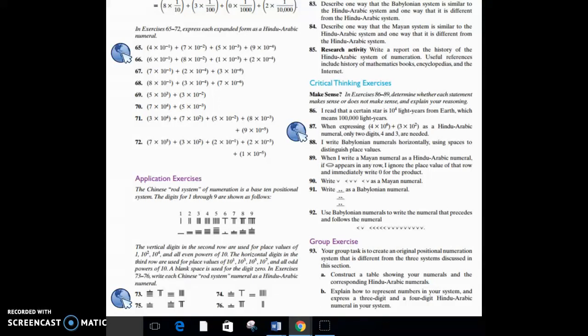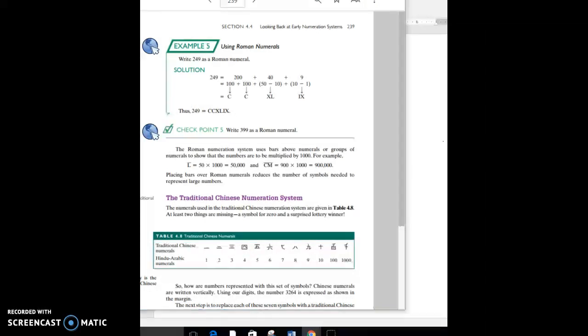All right, I'm going to pause it for a second. Okay, so this is older Chinese than the rod system that we just looked at. The cool thing about this is here are their symbols right here, and it is kind of a place value system, but it's kind of brilliant how they do that.